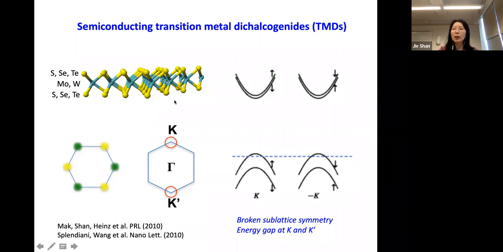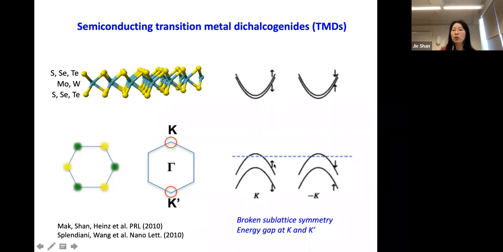bottom. So the structure is very similar to graphene, but now the A and the B sublattice are occupied by different atoms. The band edge of this class of material in the monolayer limit also occur at the K and the K prime point. So this is a simplified version of the electronic band structure of monolayer TMDs.